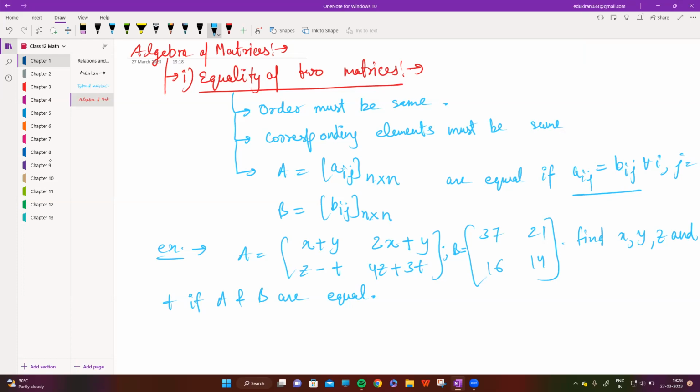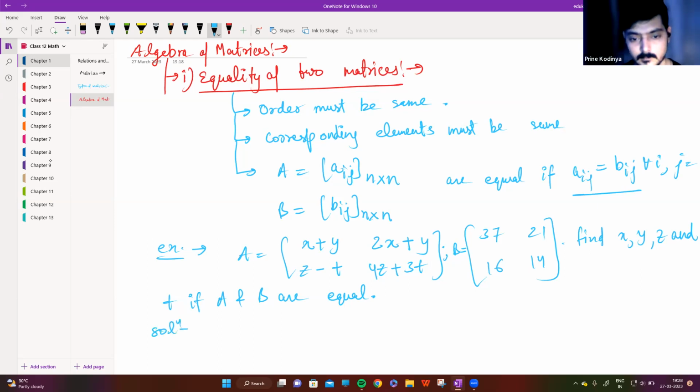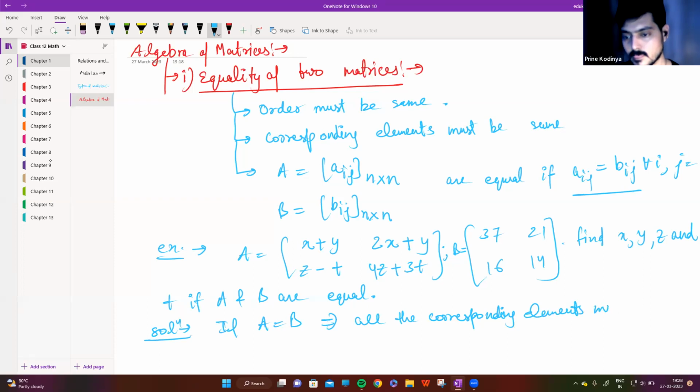X plus y equals 37. All the corresponding elements are same. If you are saying two matrices are equal, it only means that all the corresponding elements are same. So if A is equal to B, it implies that all the corresponding elements must be same, which means we have four equations.